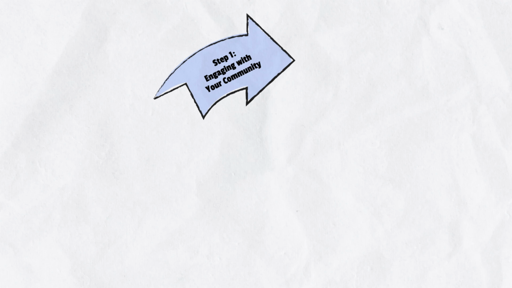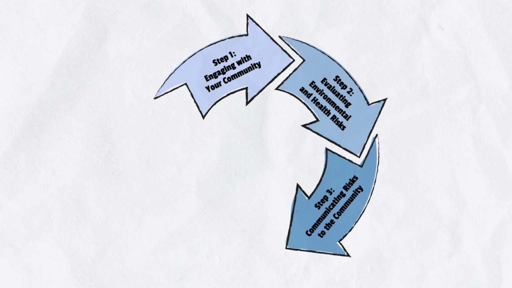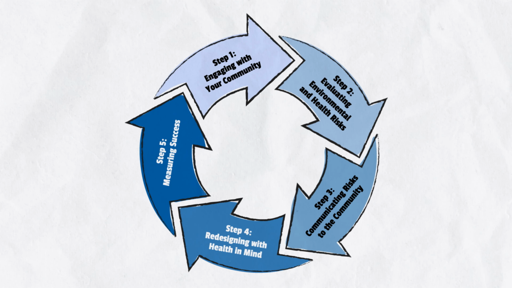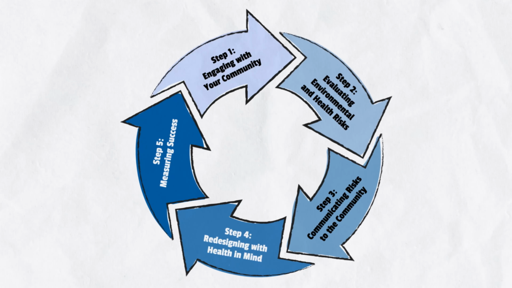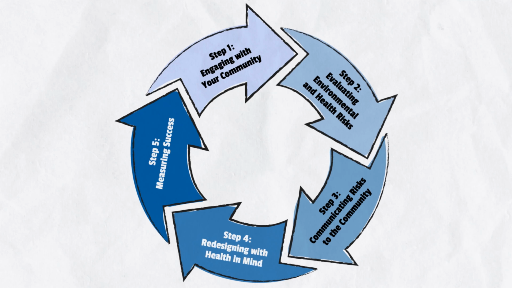The EHLR certificate training is available in a variety of formats and includes a series of 5 modules. 1. Engaging with your community. 2. Evaluating environmental and health risks. 3. Communicating environmental and health risks. 4. Redesigning with health in mind. 5. Measuring success. The EHLR training increases capacity of communities and professionals to collaborate on health-focused land reuse. 5 arrows form a circle. Each arrow has the name of one of the 5 training modules.